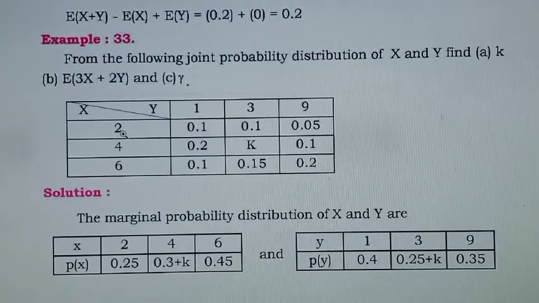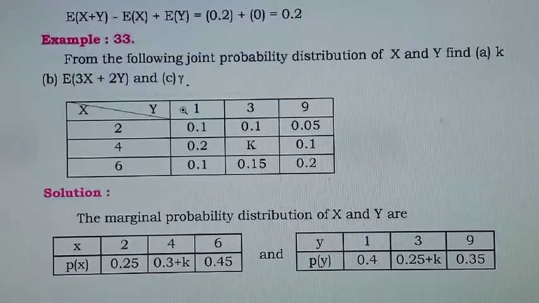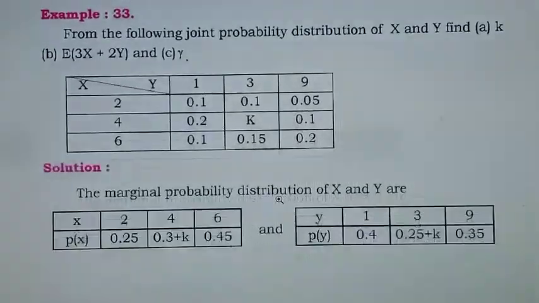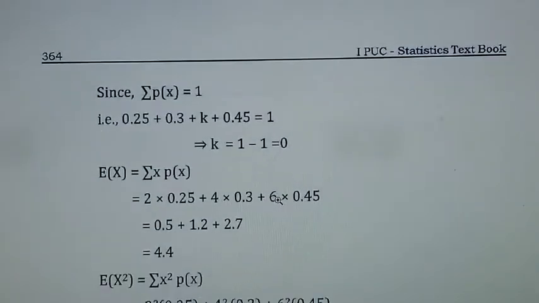These totals are the marginal function of x, and the column totals are the marginal function of y. Clear? Again, we need the expectation of x and the expectation of y, and then we need to calculate k first. K means the total. First find out k. Adding all those and equating to 1, you will get the k value.